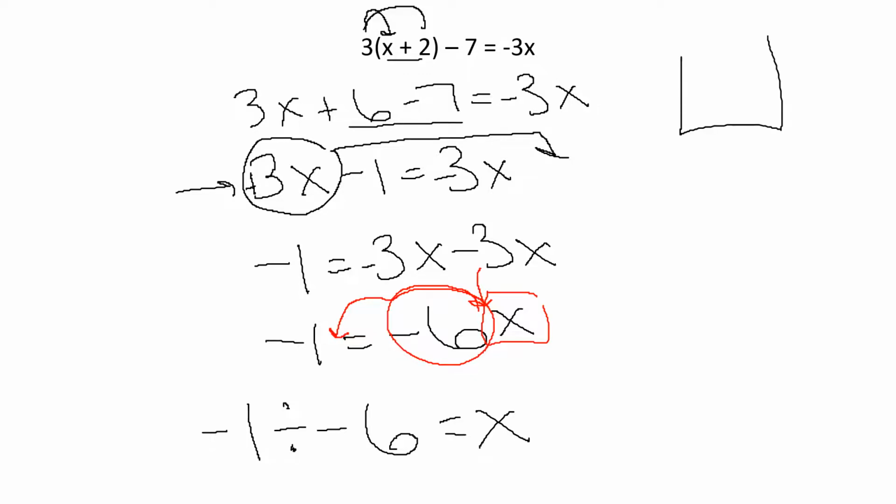Remember, we're not actually going to divide them. We're going to use our fraction key. Now, if I type in two negatives as a fraction, it's going to say error. Here's what I know. Negative divided by a negative is a positive. 1 over 6 is going to be my answer.